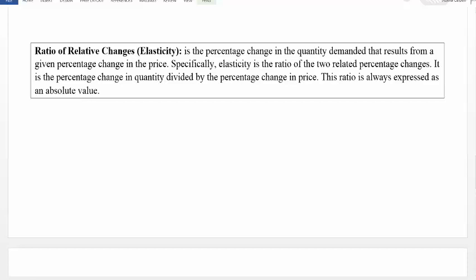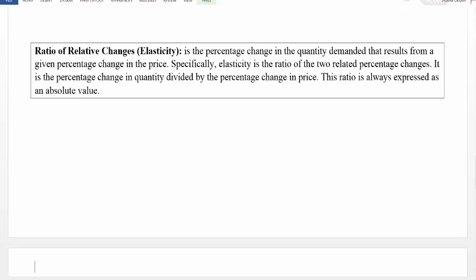If we look at the ratio of relative changes, also known in economics as elasticity, we can look at the relationship between a change in price and the change in demand of a quantity. So elasticity is the percentage change in the quantity demanded that results from a given percentage change in the price.